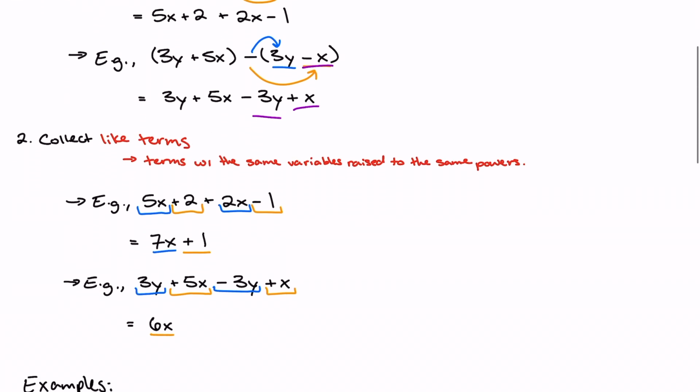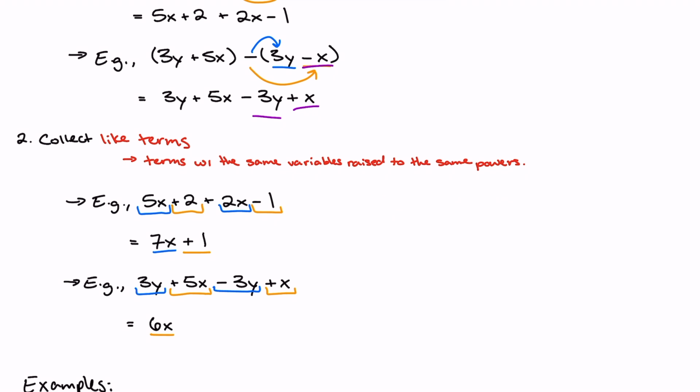And then the second step in adding and subtracting polynomials is to collect like terms. So like terms are terms with the same variables raised to the same powers. So x and 3x and 4x would all be like terms, but x and 3x squared and 4x cubed would not be like terms because they are raised to different powers.